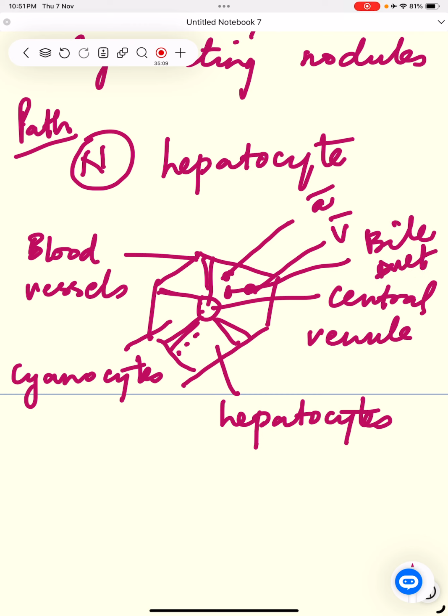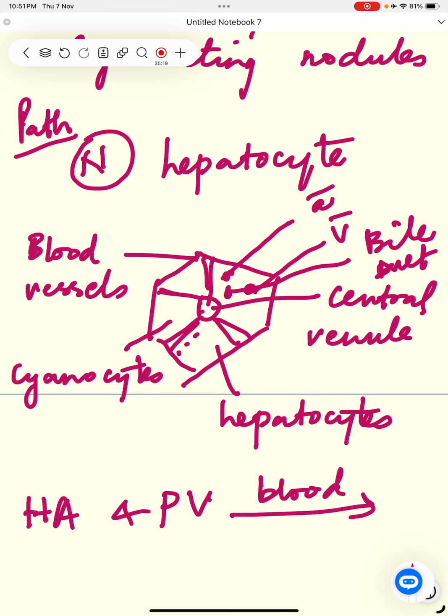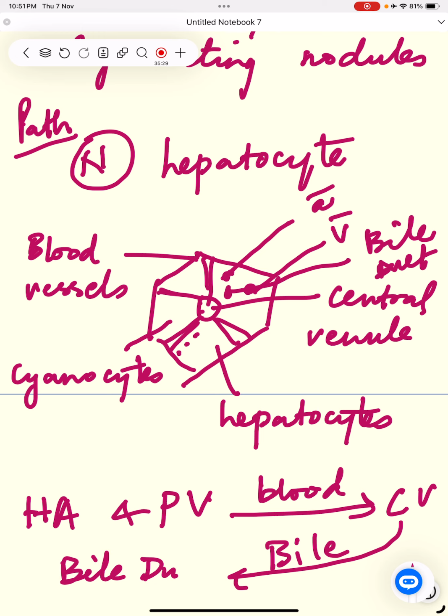Okay, so what happens is that from the hepatic artery and the portal vein, the blood goes to the central venule, and from this central venule the bile comes out and goes into the bile duct. So this is the whole physiology.